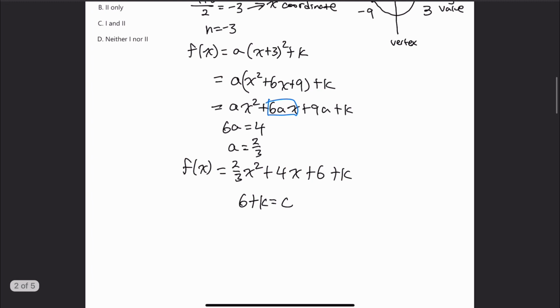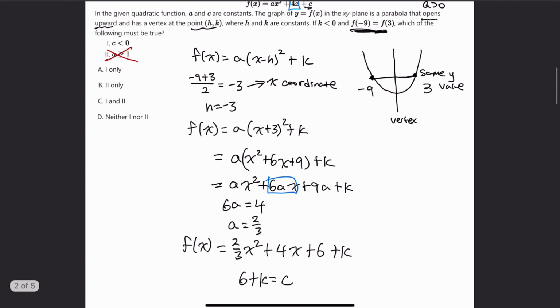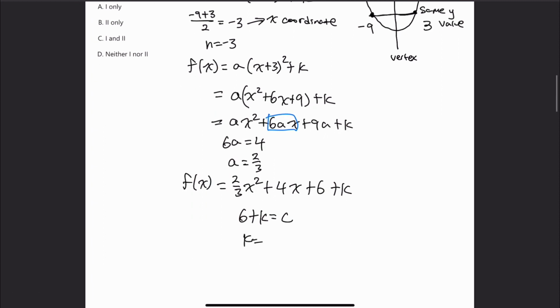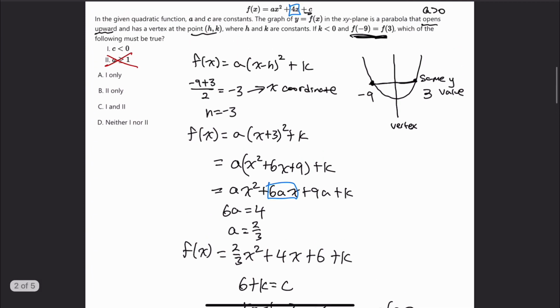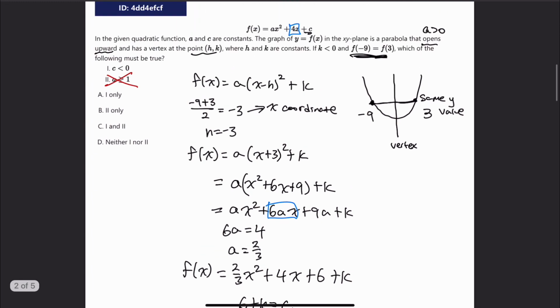So the option is c is less than 0, but k could be any value lower than 0. So k is a negative value, but k could be -1, -2, -3, up to like -100. And this would not guarantee that c is less than 0. C could be positive if k is equal to -1, for example. So this is also not always true, so the final answer is D.